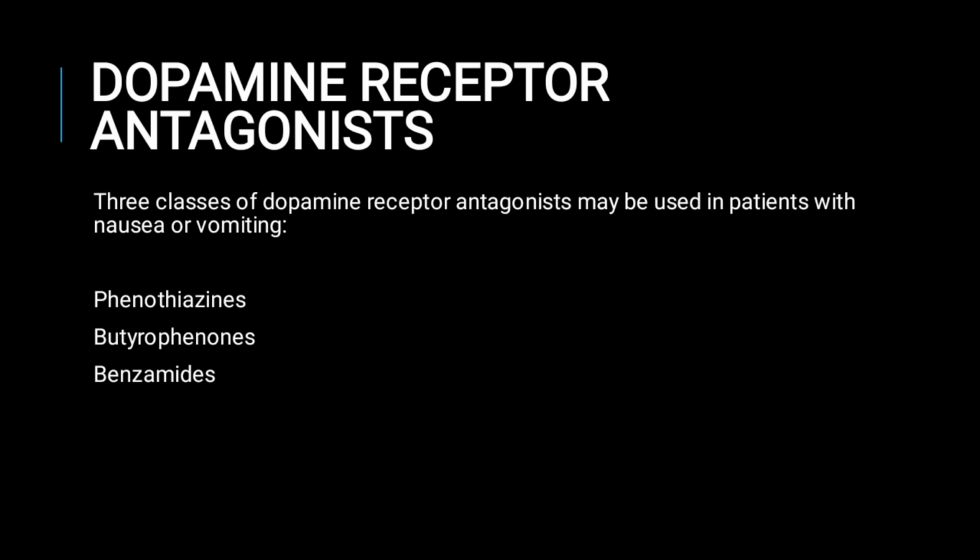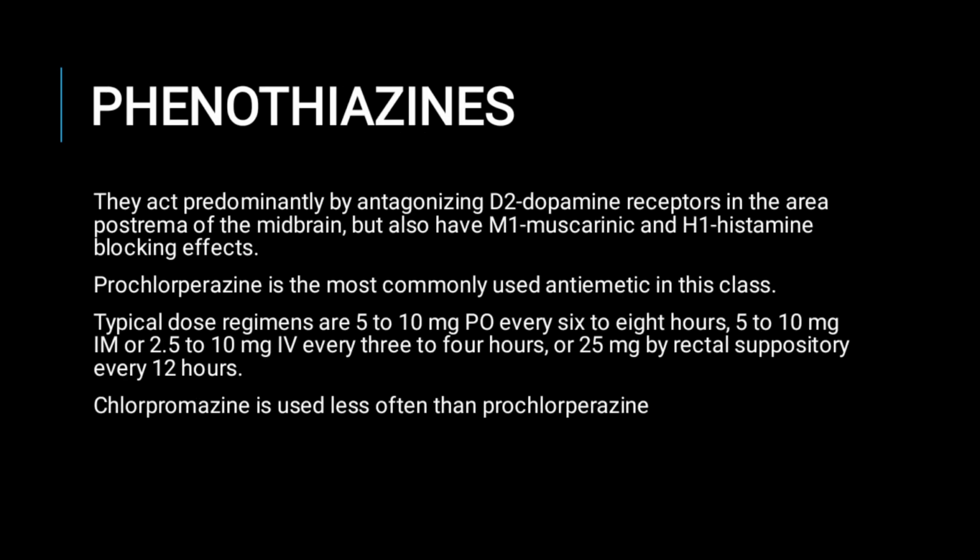Dopamine receptor antagonists. Three classes of dopamine receptor antagonists are used in patients with nausea or vomiting: phenothiazines, butyrophenones, and benzamides. Phenothiazines act predominantly by antagonizing D2 dopamine receptors in the area postrema of the midbrain, but also have M1 muscarinic and histamine blocking effects. Prochlorperazine is the most commonly used antiemetic in this class.